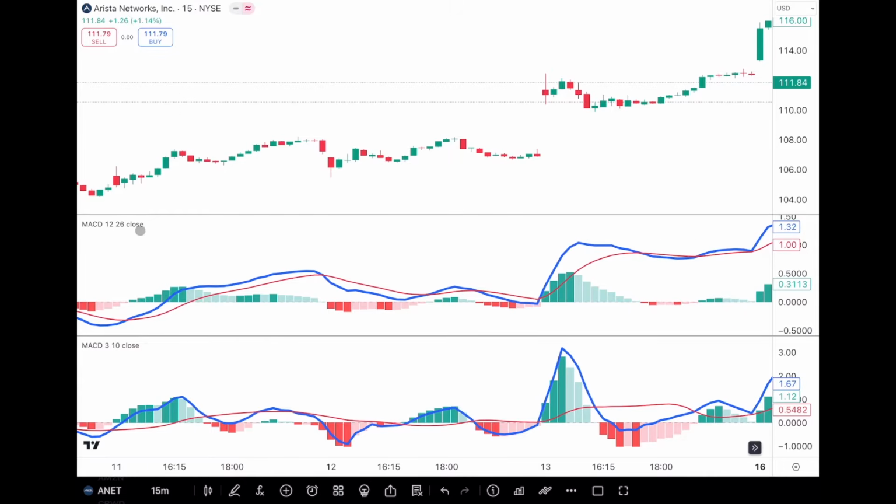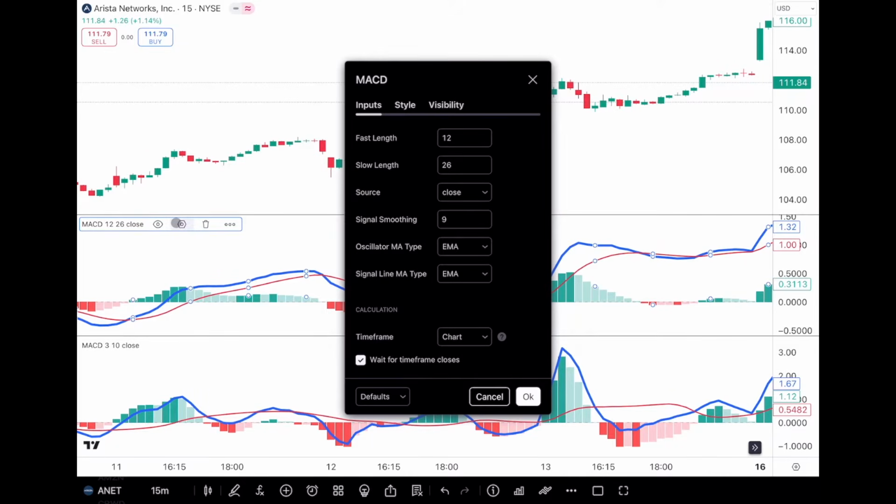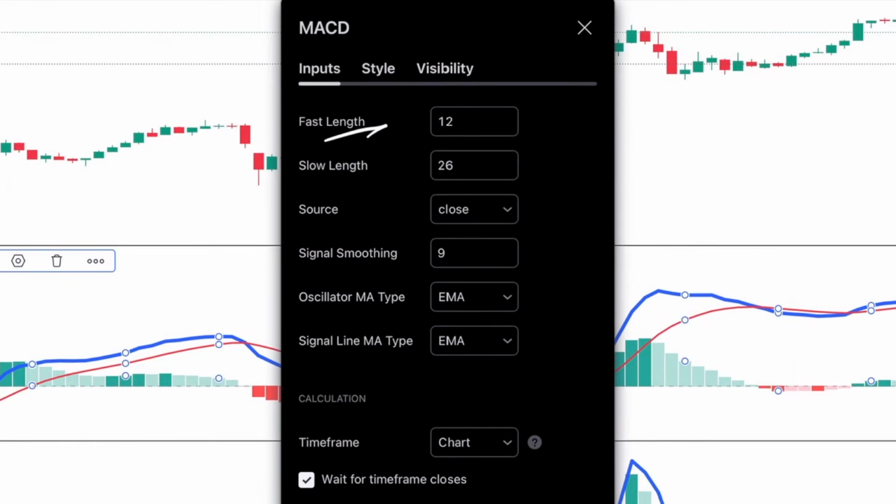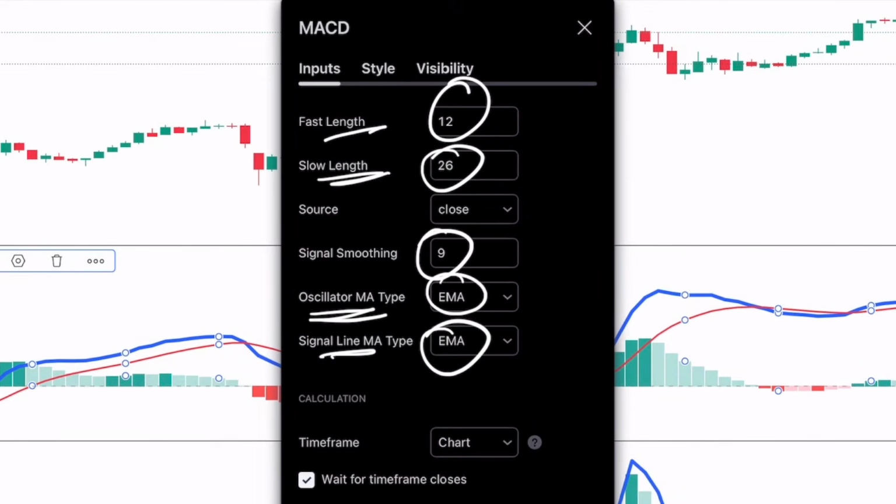The MACD indicator typically uses a few key parameters: the fast length, the slow length, signal length, and the type of moving averages to be applied. By default, when you add the MACD indicator to your chart, these settings are usually set up as follows. You will see that the fast length is set up as 12, slow length is set up as 26. The signal line length would be set up as 9, and the type of moving averages which is associated with MACD indicator is the exponential moving average type.